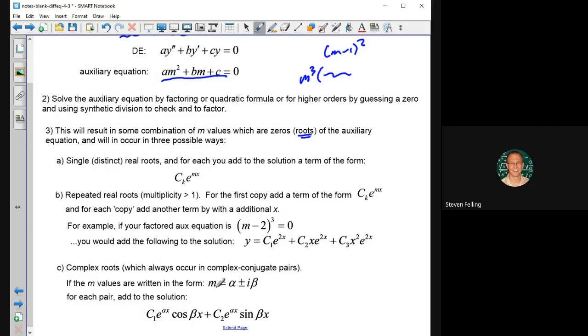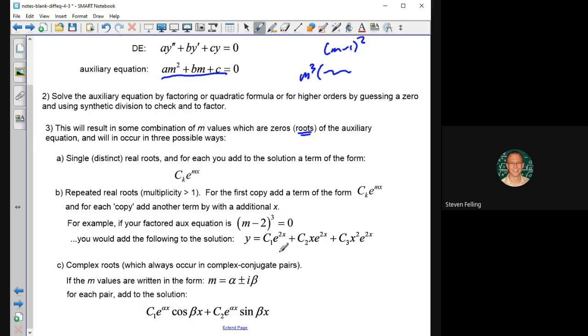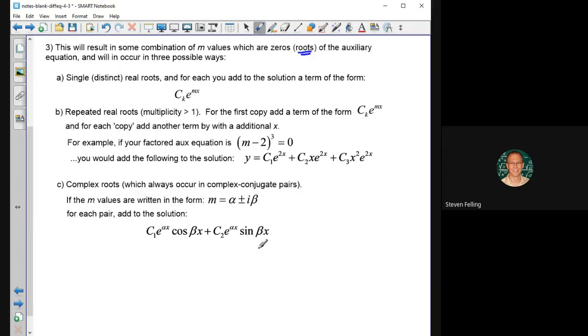We write that m as a complex number where the real part is called alpha plus i times beta. Beta is the complex part. And then it turns out that for each pair, instead of including two separate roots, you include the following for each pair. You say a constant times e to the real part of the root x times cosine of the imaginary part x, then plus another term with a different constant times e to the alpha x times sine of the imaginary part x. Okay, so we'll just do examples of each of these so you can see.